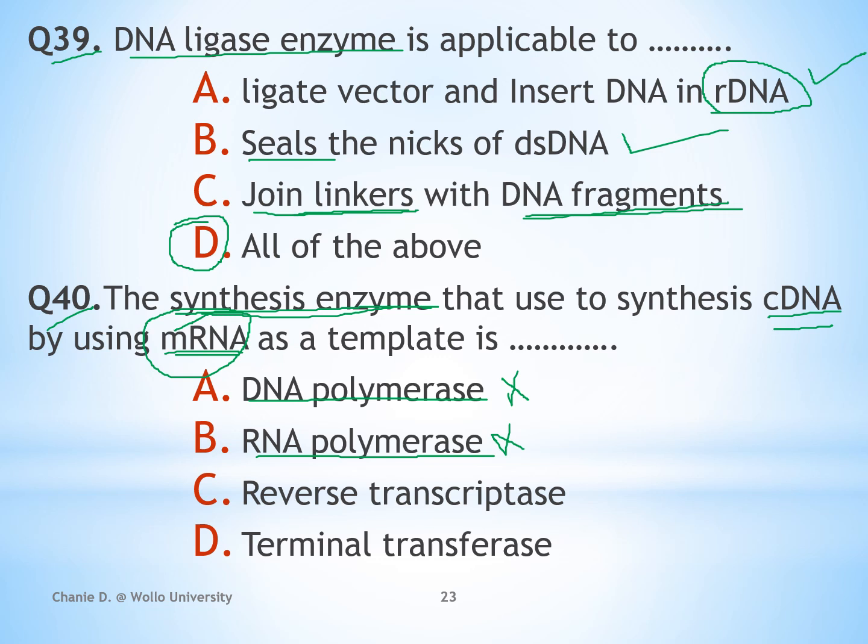C, reverse transcriptase. Basically, cDNA is synthesized through reverse transcription. So the enzyme responsible for synthesizing the cDNA strand from messenger RNA as a complementary strand is reverse transcriptase. So this is the synthesizing enzyme for cDNA. D, terminal transferase is another synthesizing enzyme, but this is used to synthesize or modify the end or the terminals of that strand. So not suitable for this question. Therefore, C is the correct answer for question number 40.